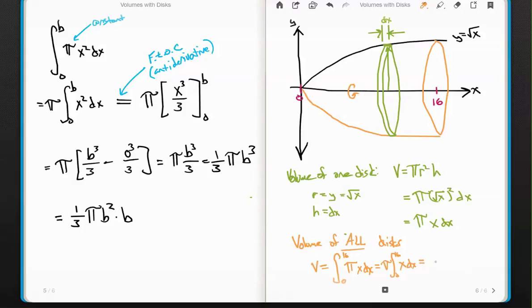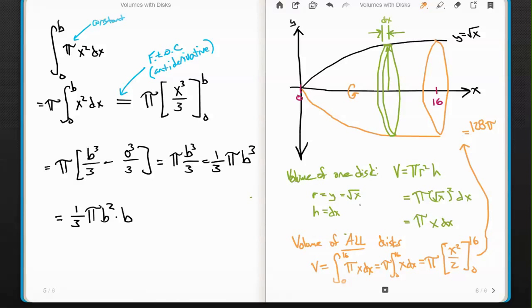That's an easy integral to do. We'll do the antiderivative again. So it's pi times the antiderivative, which is simply x squared over 2, from 0 to 16. Right, so it's 256 over 2 minus 0 over 2, so that's 128. Equals 128 pi units cubed. Right? There's no formula for that. We have to use disks.